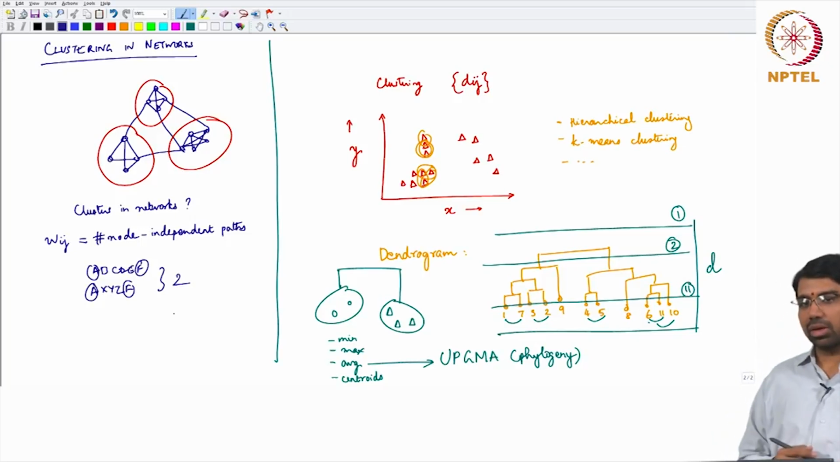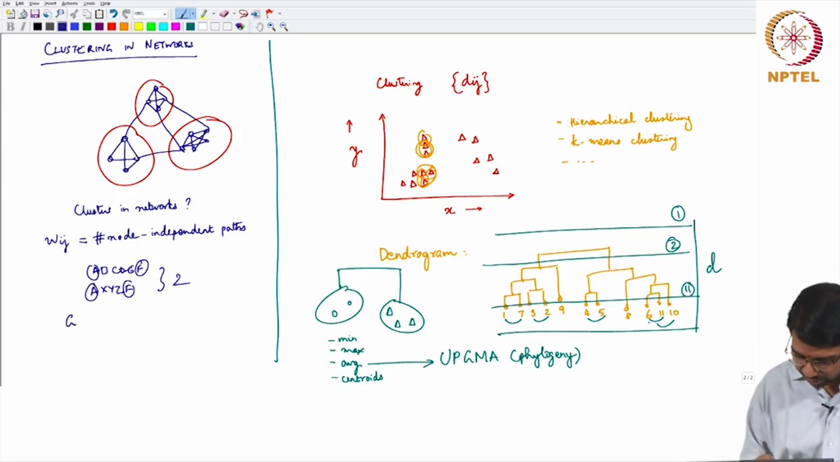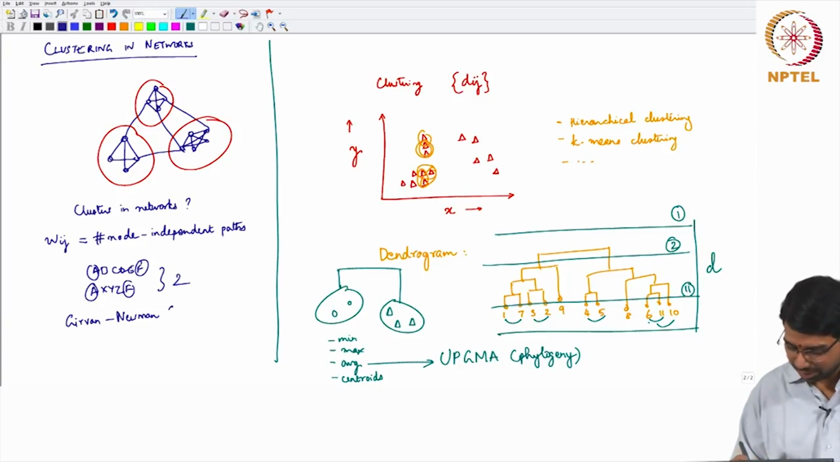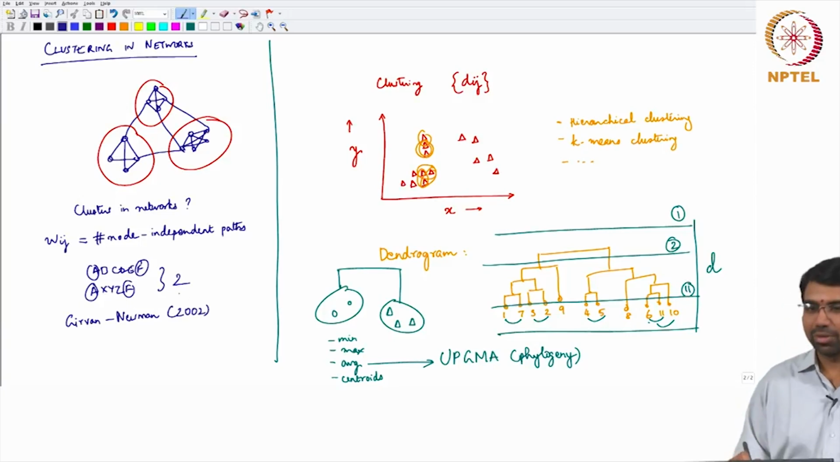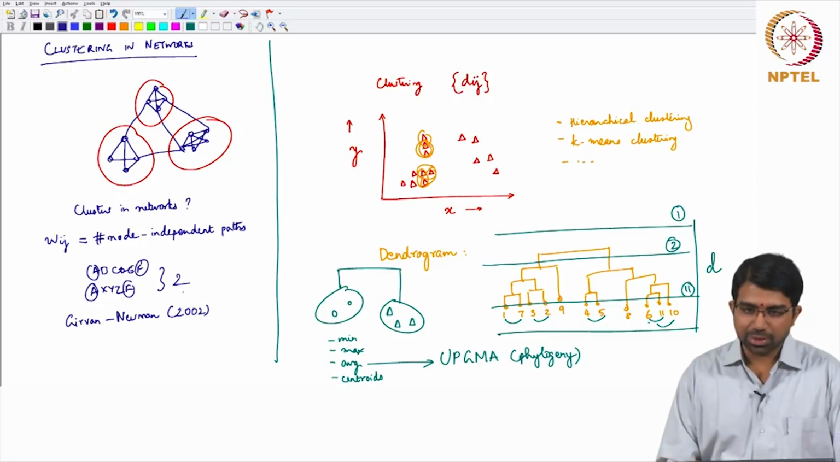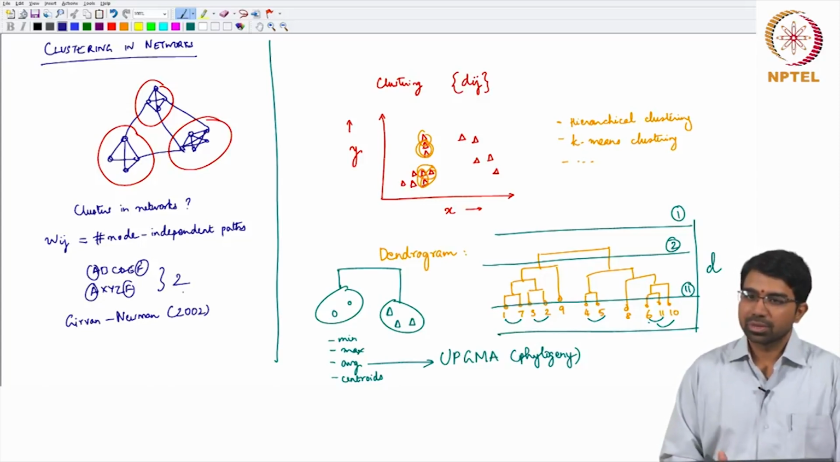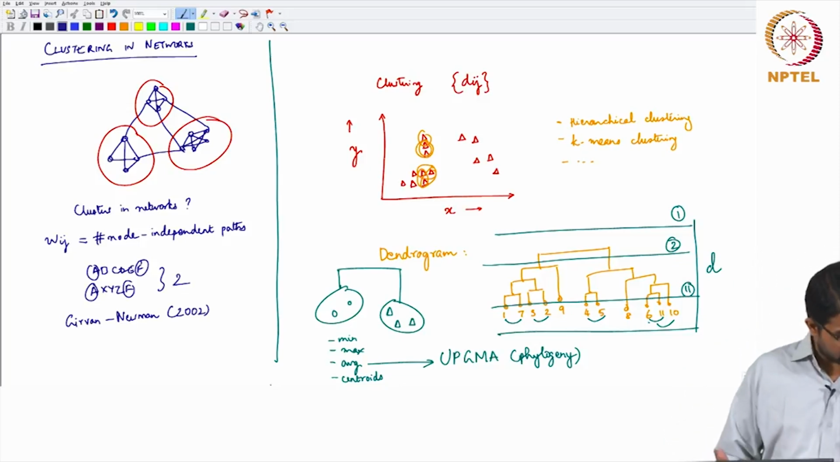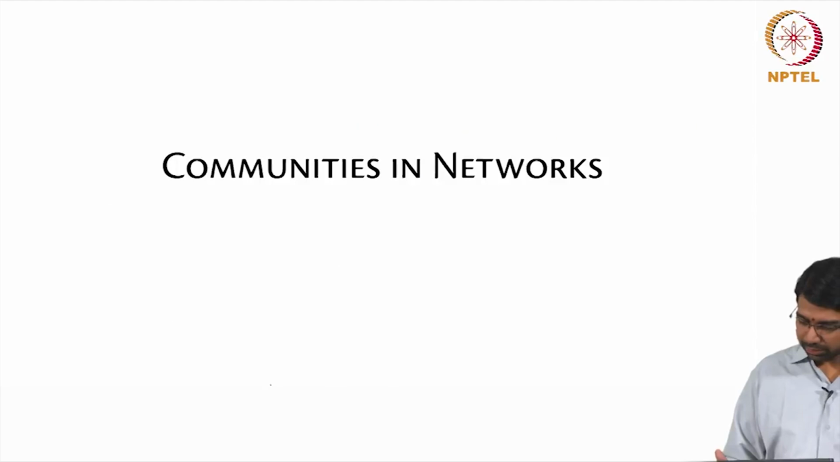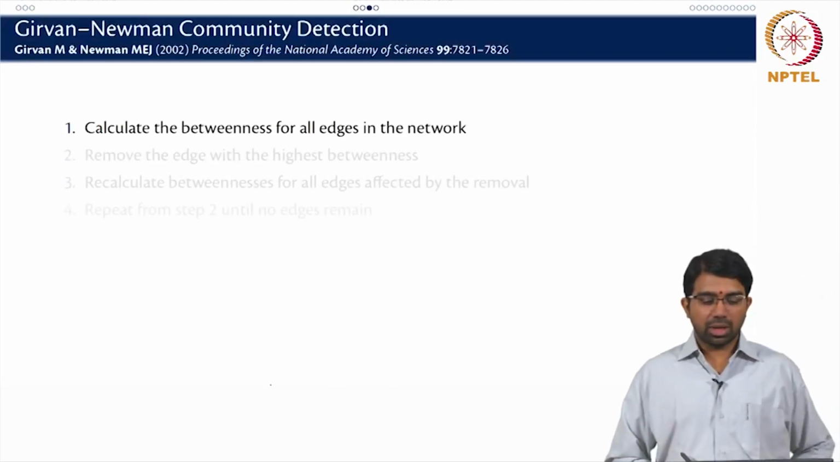Another very popular algorithm for clustering in networks was given by Girvan and Newman. So, you will see Newman's name appearing a lot of times in this part of the course, because Newman was one of the top network scientists. They had an algorithm which actually uses edge betweenness. So, let us see how their algorithm works in a moment. How does the Girvan-Newman algorithm work?